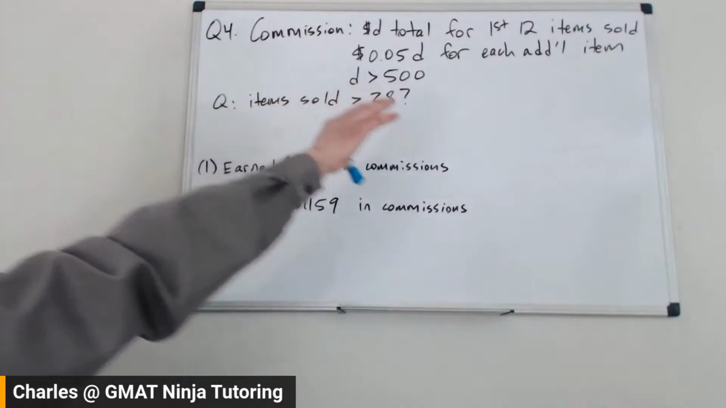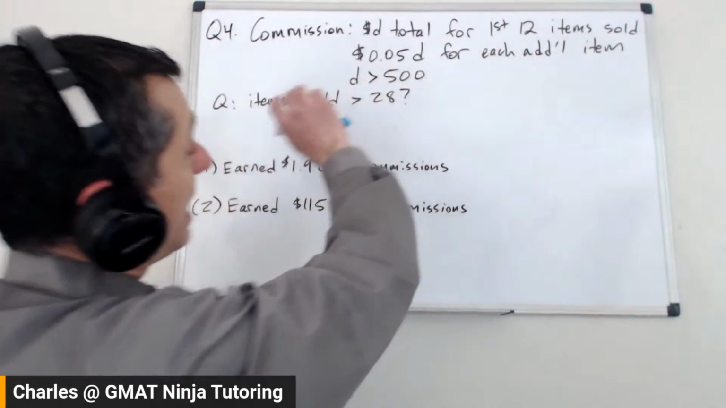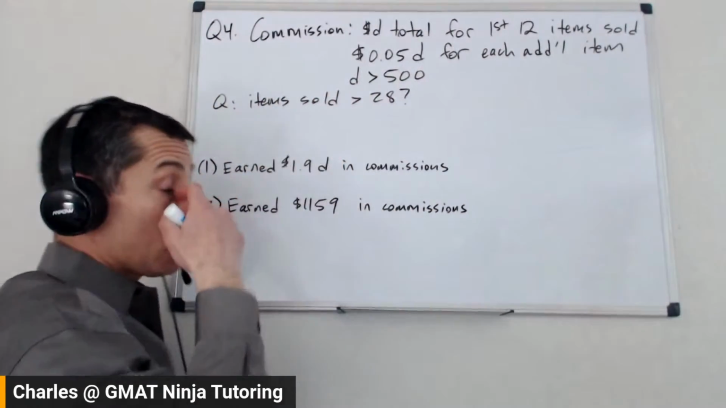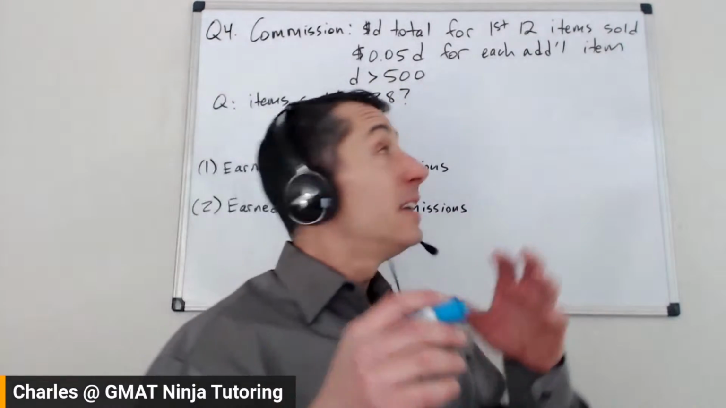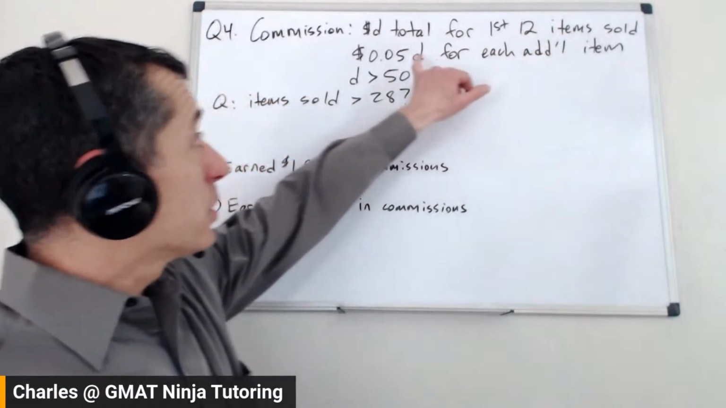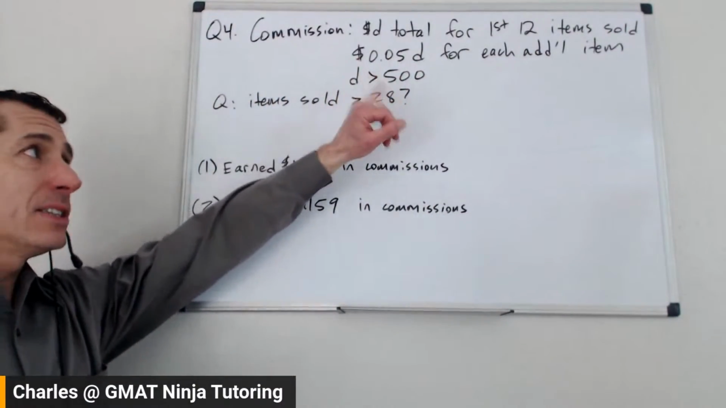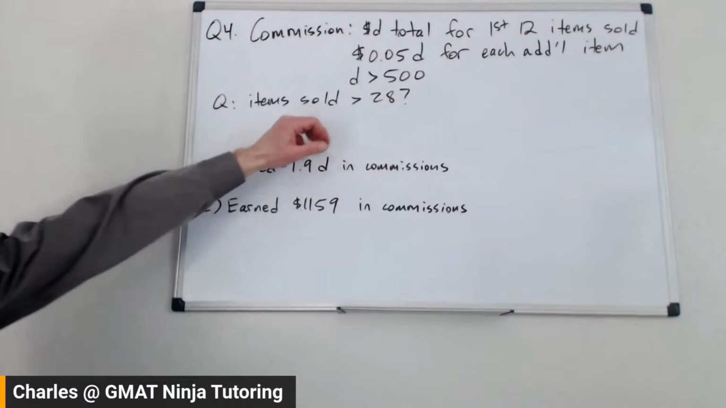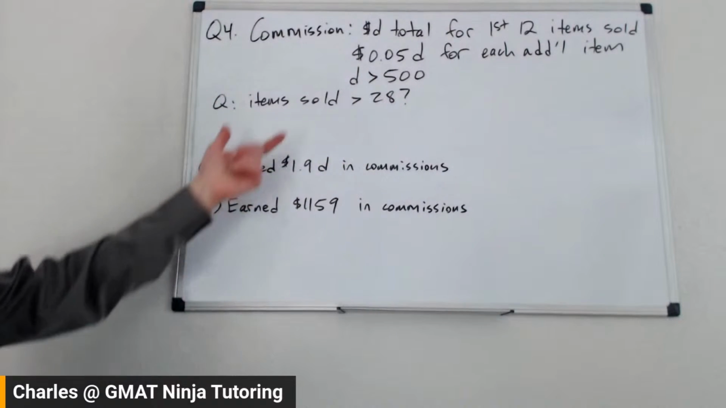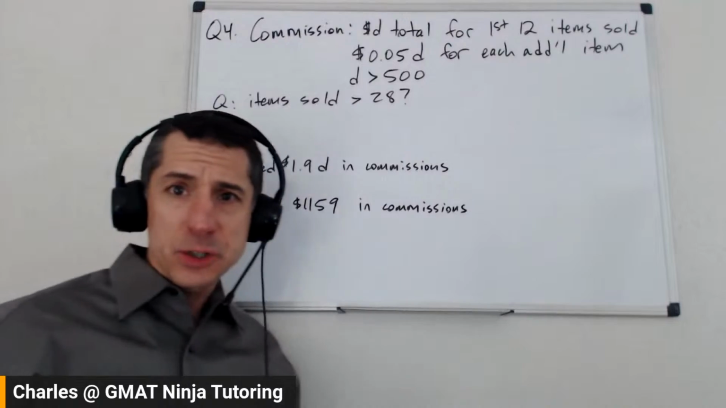Okay, we've got a nice long wordy problem. Welcome to the GMAT Focus. We've got a salesperson earning D dollars total for the first 12 items sold. And then for each additional item past those first 12, 0.05 D dollars in commission for each item. And we know that D is greater than 500. We want to know, is the number of items sold greater than 28?